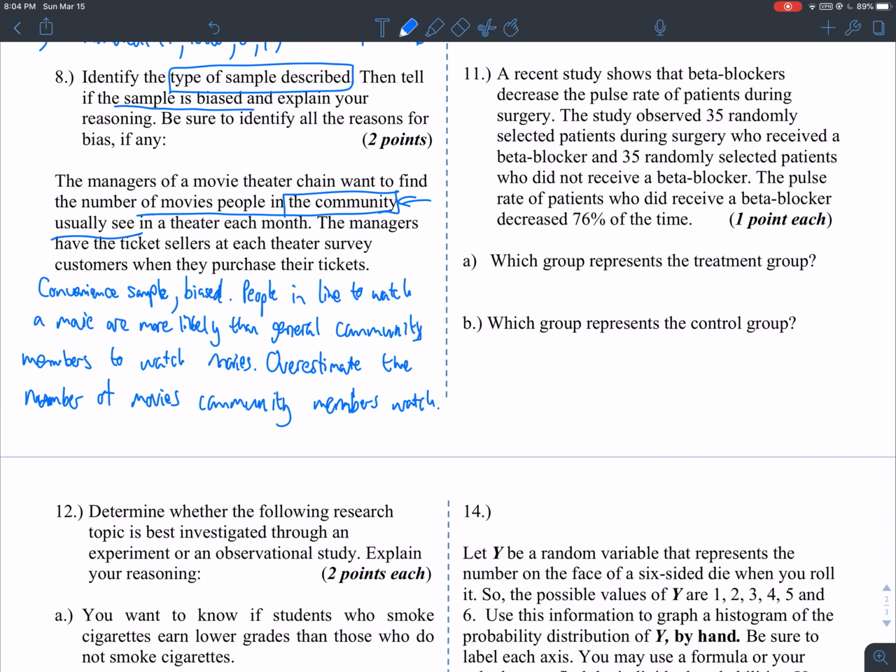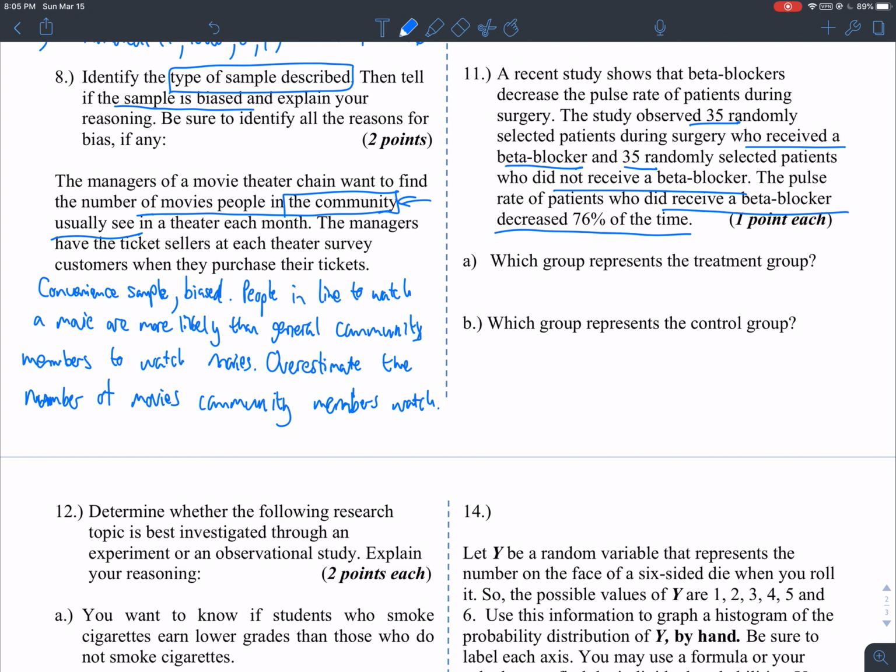Okay. Number 11 says, a recent study shows that beta blockers decrease the pulse rate of patients during surgery. The study observed 35 randomly selected patients during surgery who received a beta blocker and 35 randomly selected patients who did not receive a beta blocker. So 35 people who received a beta blocker and 35 people who did not receive a beta blocker. Pulse rates of the patients who did receive a beta blocker decreased 76% of the time. Okay. Which group represents the treatment group?